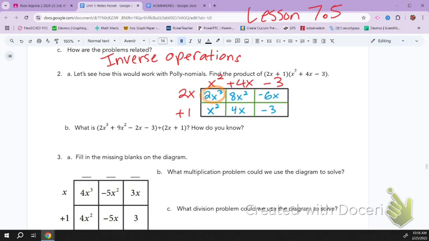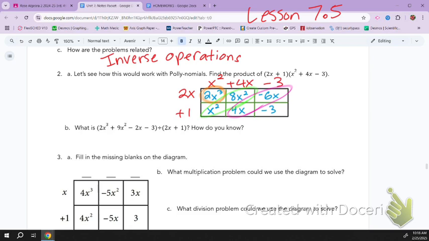Then we also have green. I'm going to highlight my x squared terms. See how it's on a diagonal? My x squared terms in green. Then I'm going to highlight my x terms, just a single x, with pink. And this is going to help me combine like terms.